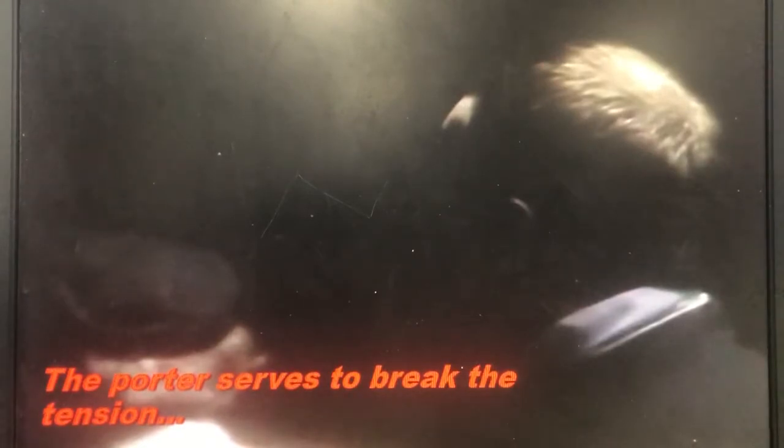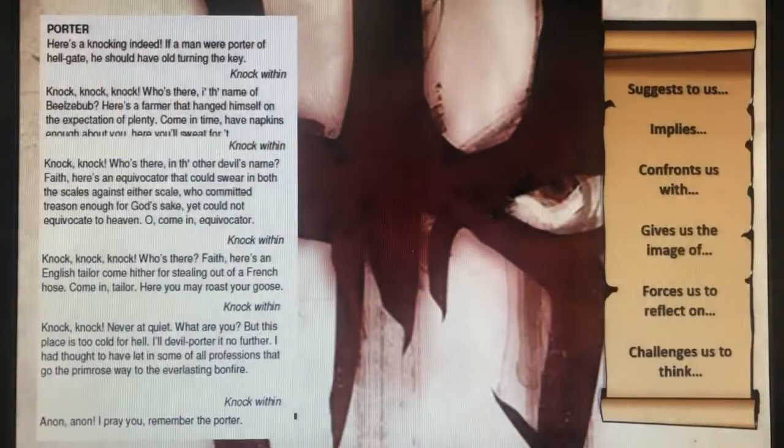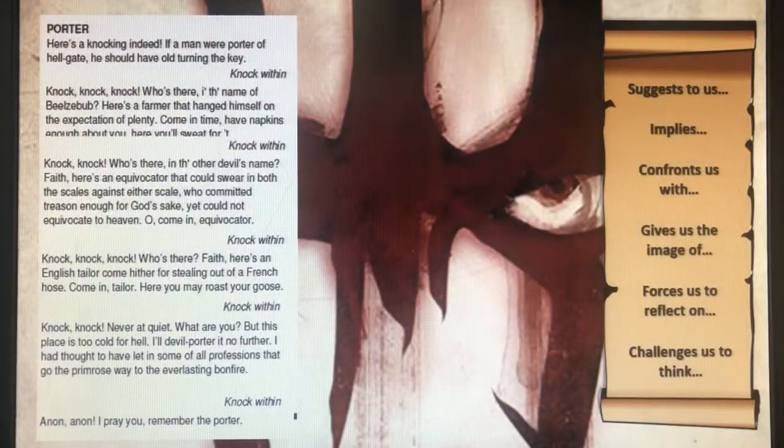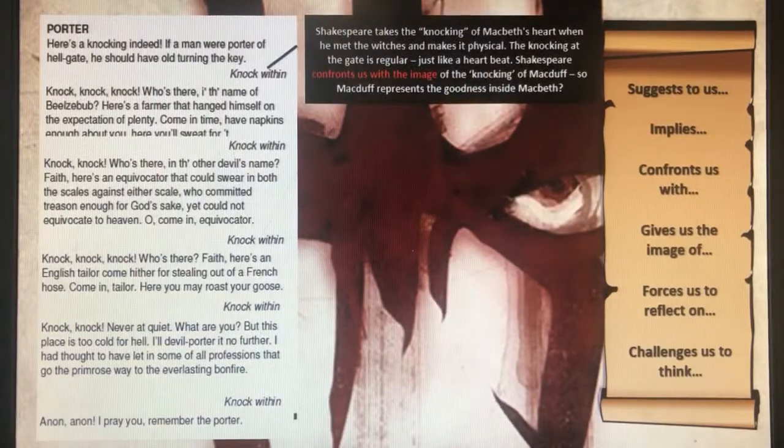Macduff doesn't seem overly impressed then with the porter's sexual innuendo, which he seems to be hinting at Macbeth's lack of performance in the bedroom. Let's look at some of the language the porter uses there, as he covers all the main themes of the play. Shakespeare takes the knocking of Macbeth's heart when he met the witches and makes it physical. The knocking at the gate is regular, just like the heartbeat. Shakespeare confronts us with the image of knocking of Macduff. So Macduff represents the goodness inside Macbeth.